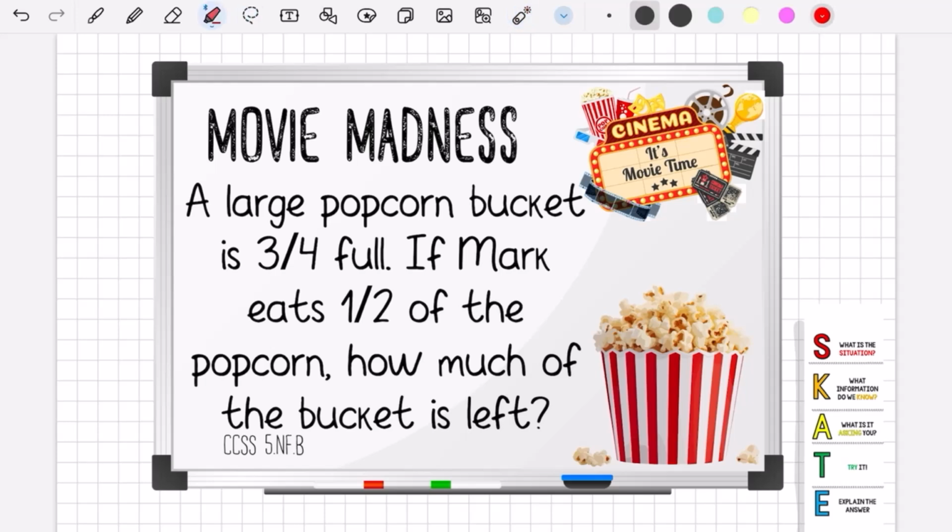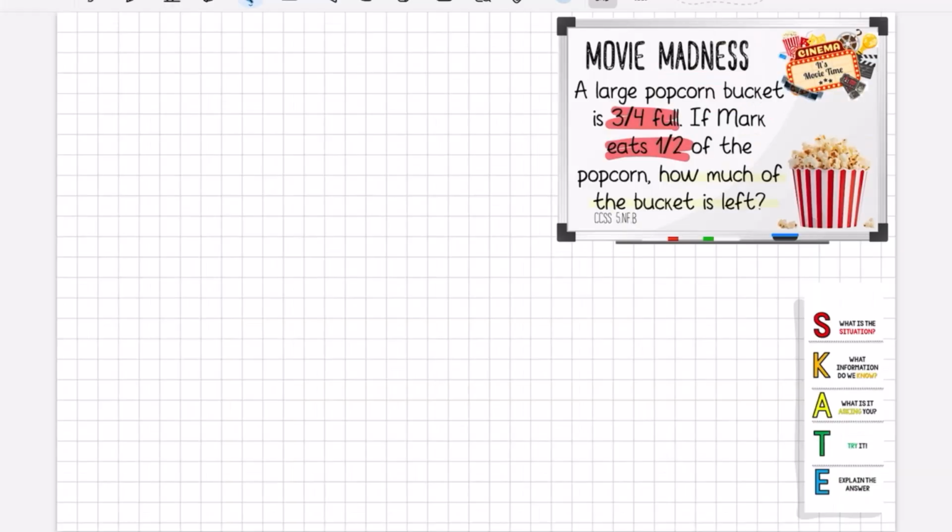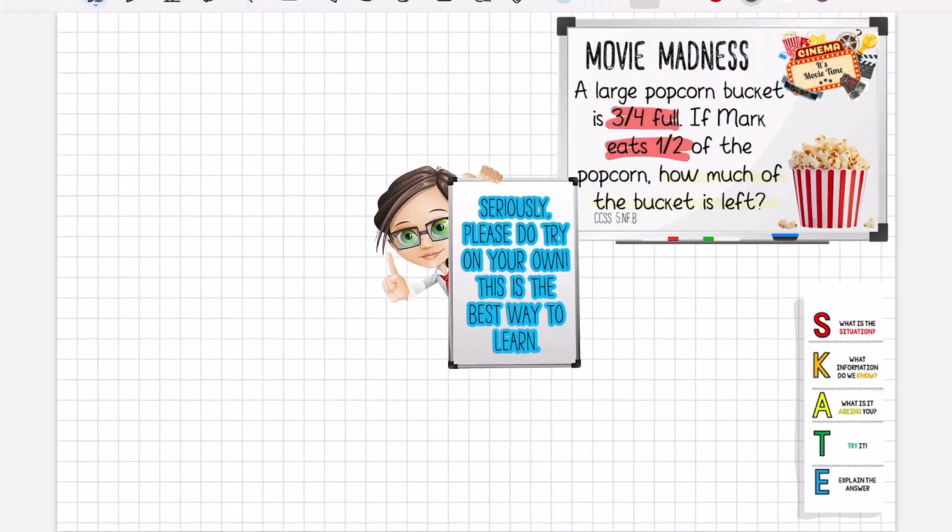So we're starting with a popcorn bucket that's not all full. It's only 3/4 full. And he eats half of that. And I want to know how much of the bucket is left. Overall, how much is left? I love fractions. I hope you do too. Take a moment to try this problem.